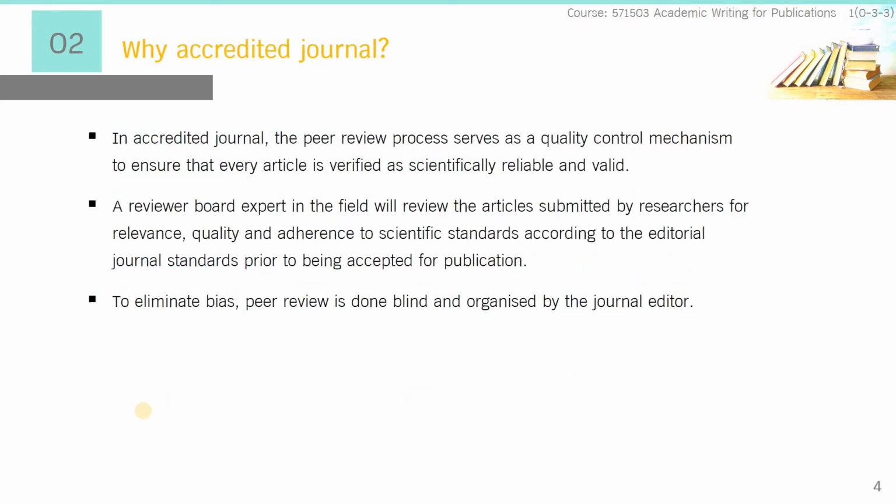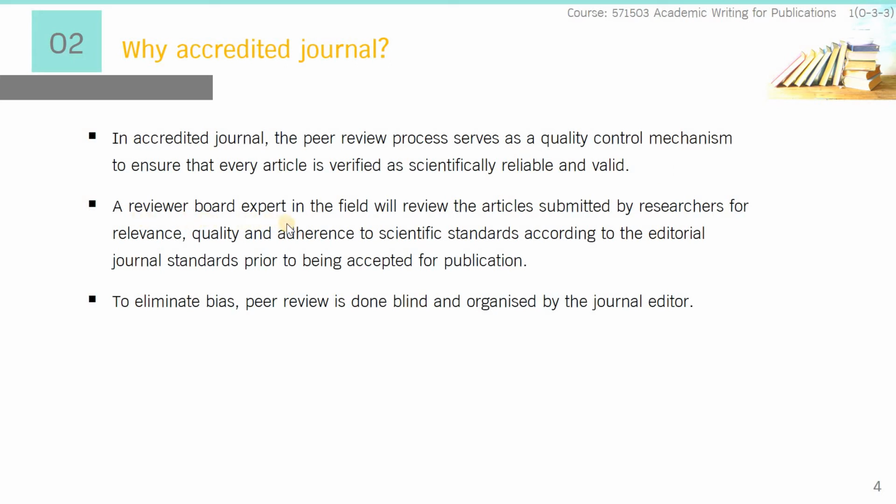And why an accredited journal, not just any journal? Because accredited journals have a peer review process that serves as a quality control mechanism and ensures that every article is verified as scientifically reliable and valid. Let's think about publishing your work in a magazine. Can you get that for graduation? I don't think so. But if you publish your research work in an accredited journal, it shows that your work is verified and reliable on a scientific ground.